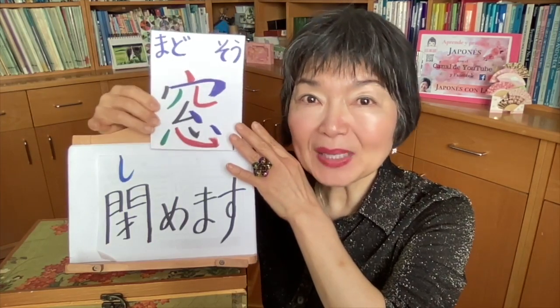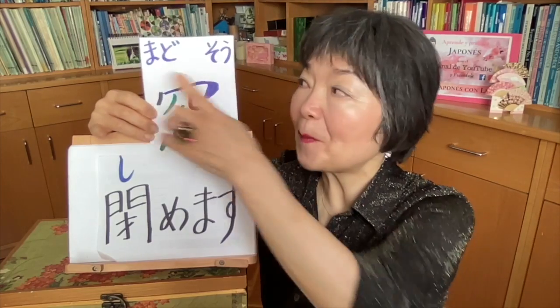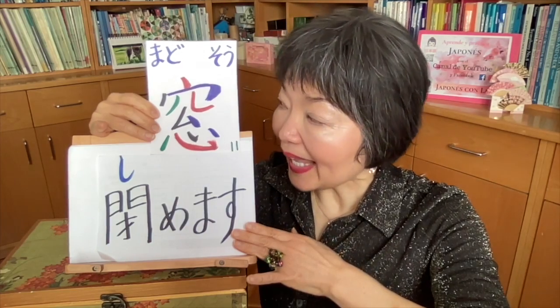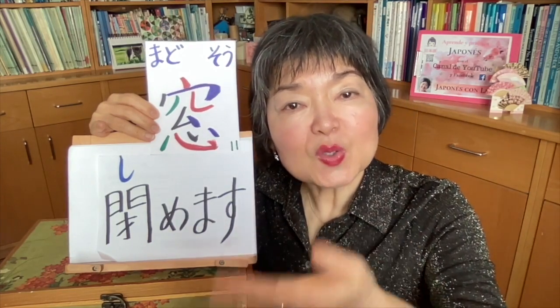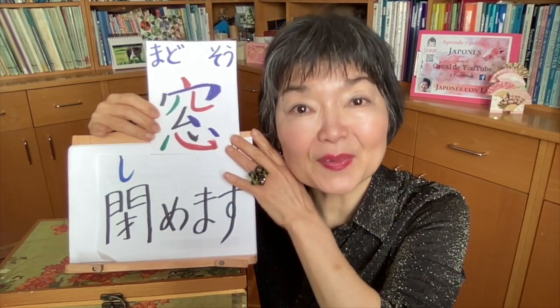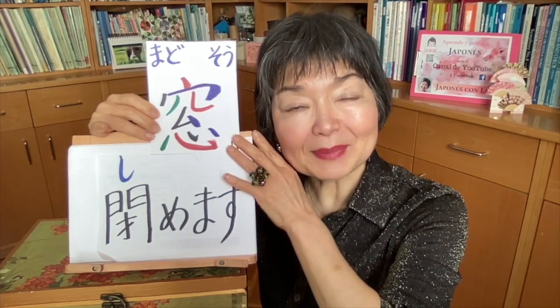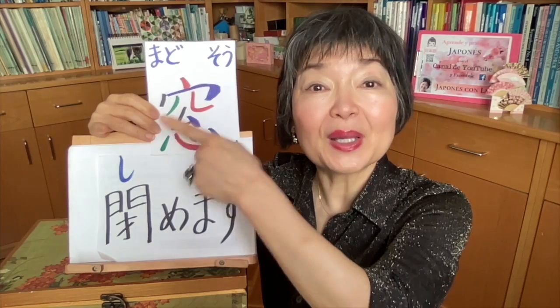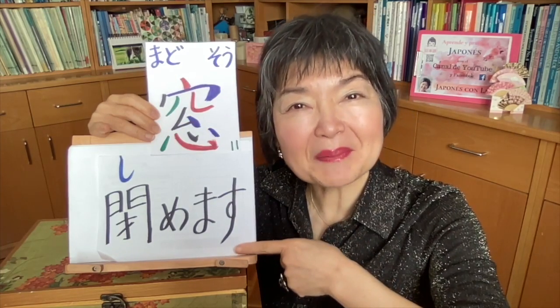Window, 窓, or windows. 窓 with this kanji, 窓. 閉めます, the verb to close. And what do I close? 窓, in this case window, is going to be the direct object. In Japanese we need the particle を just after 窓. 窓を閉めます. I close the window.